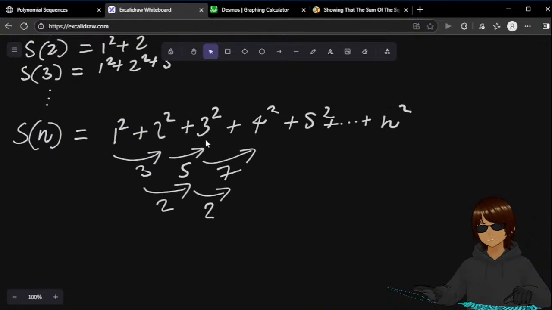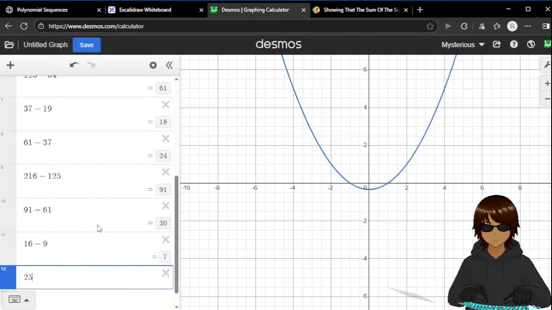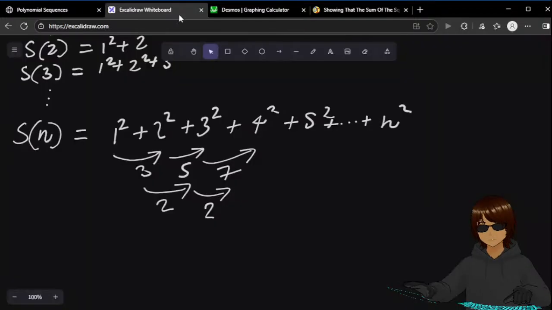One squared, two squared, three squared. 4 minus 1 is 3. 9 minus 4 is 5. 16 minus 9 is 7. 25 minus 16 is 9. Seven, 9.